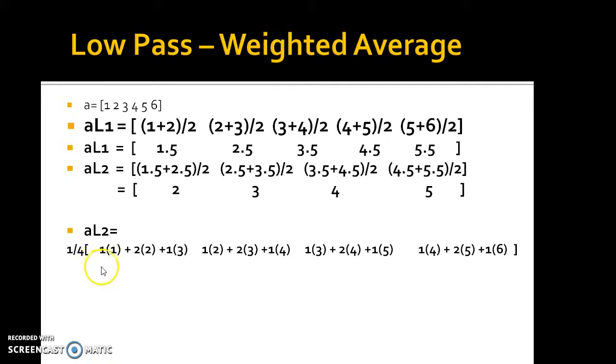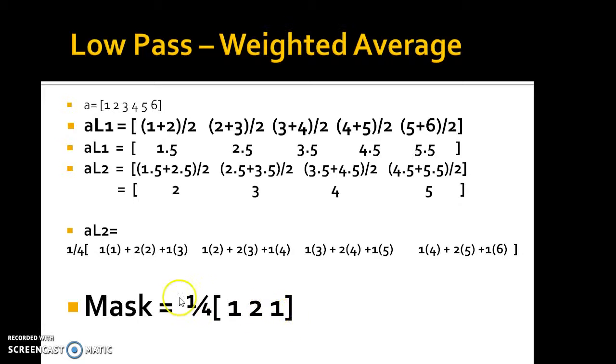If you observe throughout this array, we observe the same thing. The answer 5 can be obtained by taking 4, 5, 6: the center element by 2, 4 by 1, 6 by 1, and that averaged out by dividing by 4. So basically, we get a weighted low pass filter mask as 1 2 1 divided by 4, averaging out.